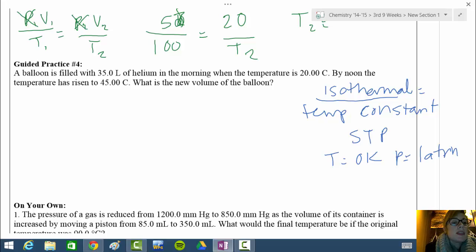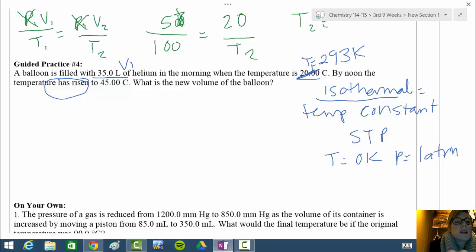Okay, in this one it says we have a balloon filled with 35 liters in the morning, and the temperature is 20 degrees Celsius. So let's change that right now. I added 273, so there's my Kelvin. By noon, the temperature has risen. So this is my change. So that means anything before it is my 1. That's V1 and T1. The temperature's risen to T2. What's the new volume? So we're looking for V2.